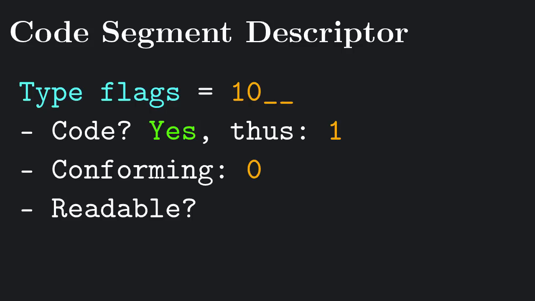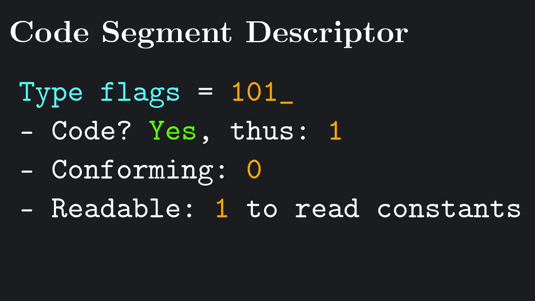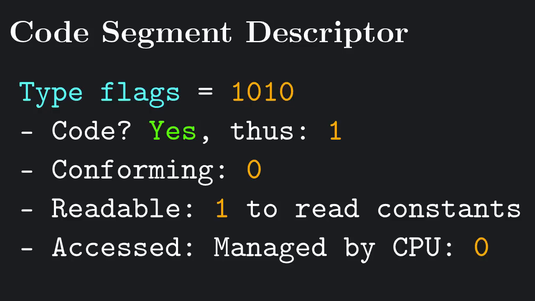Then we have readable. Can this segment be read, or is it only executable? If we set this to 1, we will be able to read constants defined in our code. The last bit is accessed. This bit is used by the CPU. It is set to 1 when it is using the segment. We should set it to 0 and let the CPU do its thing.